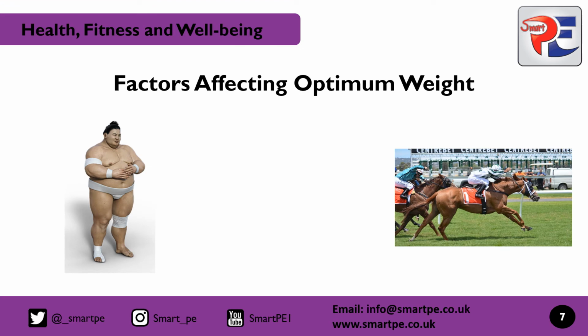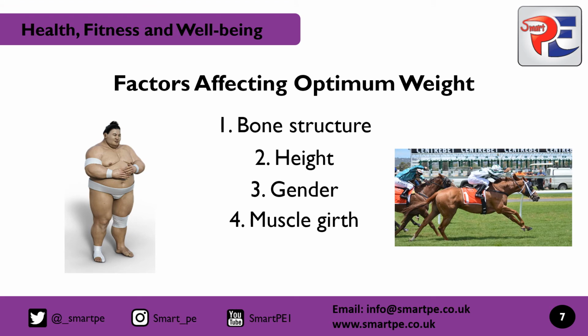Okay, we then move on to factors that affect optimum weight. Now, optimum weight is just the ideal weight for your sport or for your position. So here we have a sumo wrestler and a jockey. Typically, a sumo wrestler is going to be heavier than a jockey because that's really important. A sumo wrestler is looking to push the opponent out of a particular ring, and to have some additional mass or weight is really important for that. Whereas a jockey needs to be light so they're not weighing the horse down so the horse can travel at top speed. Now there are 4 factors that affect someone's optimum weight: bone structure, height, gender, and muscle girth.